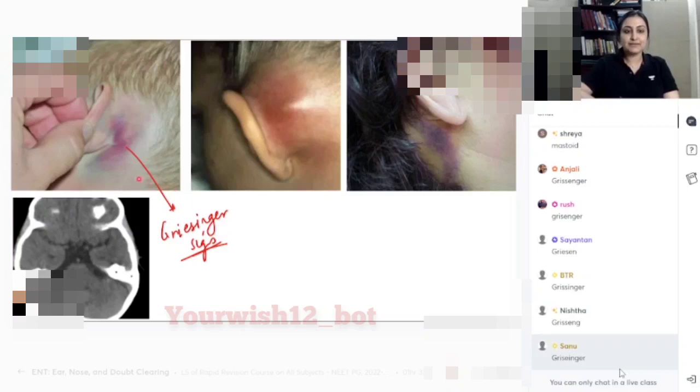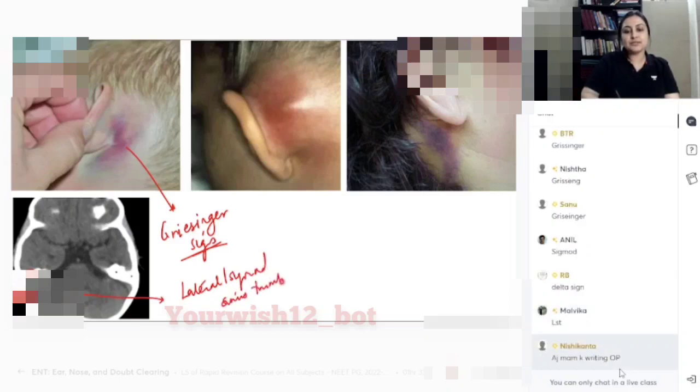So the Greisinger sign, wherein what you have, this is a complication of CSOM again, wherein you have lateral sinus thrombosis. So when you have sigmoid or lateral sinus thrombosis, you will see that there is this ecchymosis here.